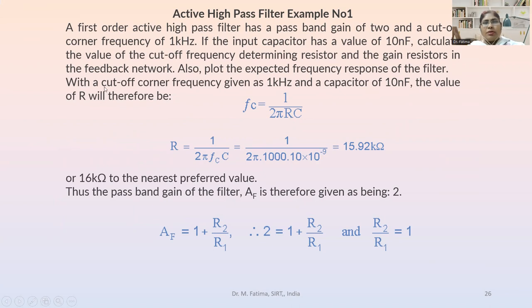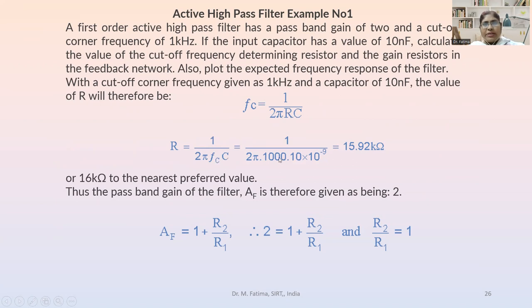So see, with a cutoff corner frequency of FC equal to 1 kilohertz and a capacitor of 10 nanofarad, we know the cutoff frequency formula, and with the help of this, we can calculate the value of resistor R. So FC equals 1 by 2 pi RC. We know the value of FC, it is 1 kilohertz, and the capacitor is 10 nanofarad. So the value of resistor can be calculated. Put all these values here. R equals 1 by 2 pi FC C. So this is equal to 15.92 kilo ohm.